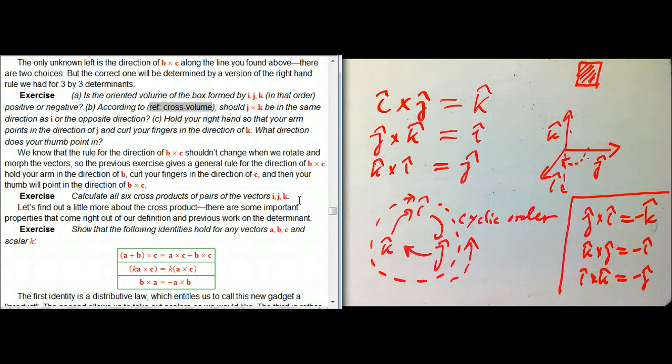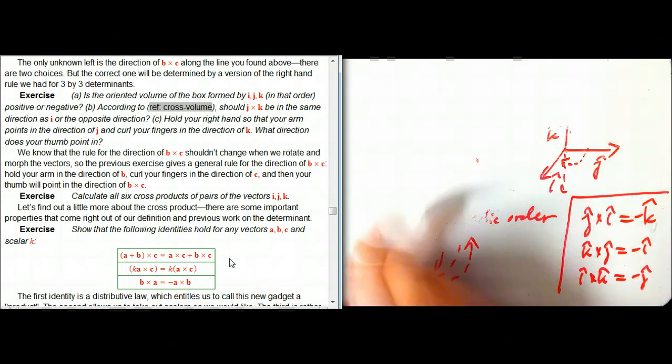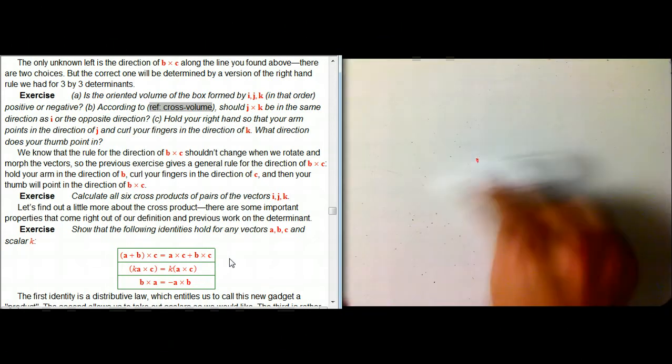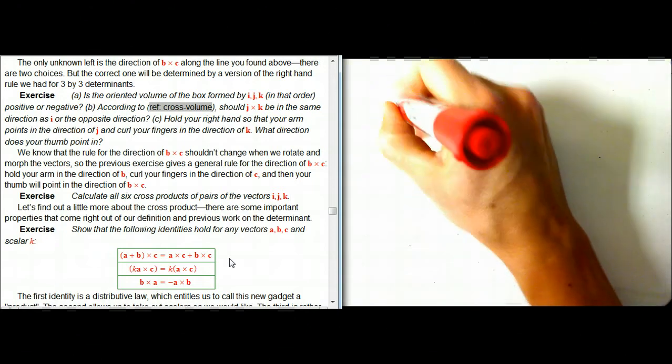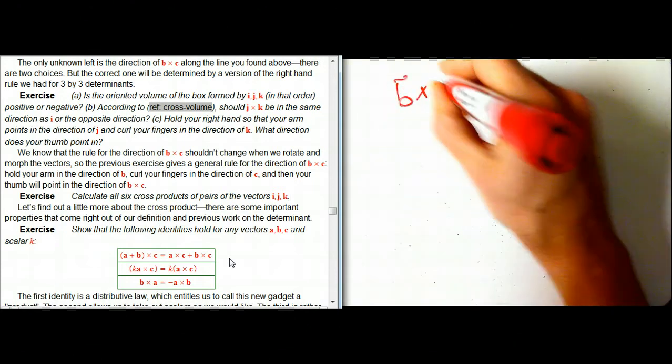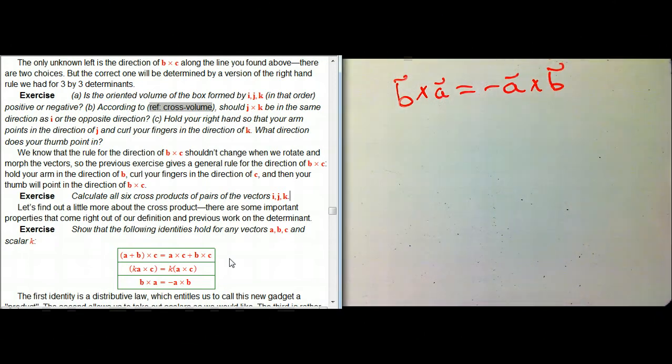Well, I claim that's a very, very general thing. And that's part of what this next exercise is about. So that last equation is that if you switch the order in a cross product, I claim you just get the negative.